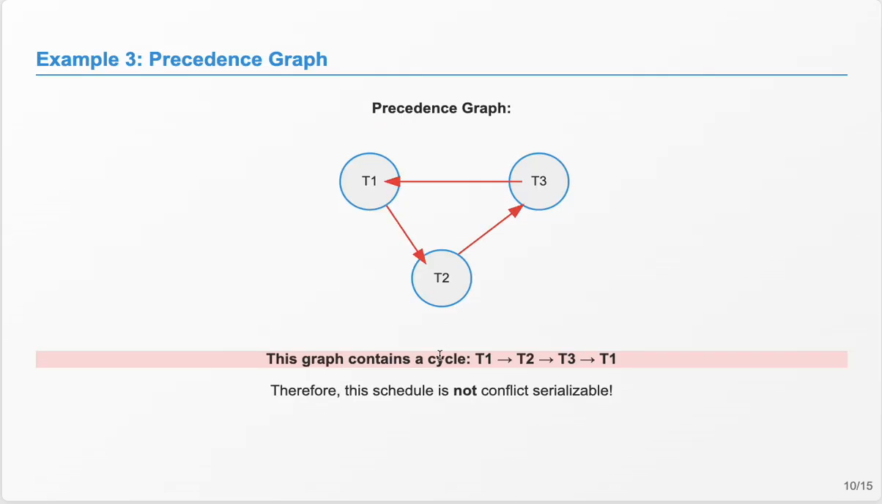This slide shows the precedence graph for our schedule, where nodes represent transactions and edges represent conflicts. A schedule is conflict serializable if this graph has no cycles. Since the graph has a cycle, the schedule isn't conflict serializable. In other words, it is not conflict equivalent to any serial schedule of the given transactions.